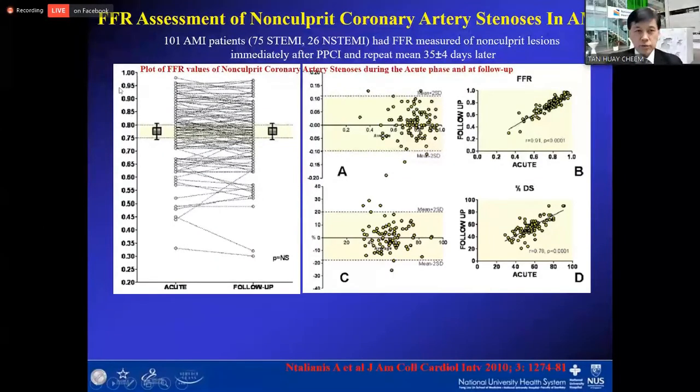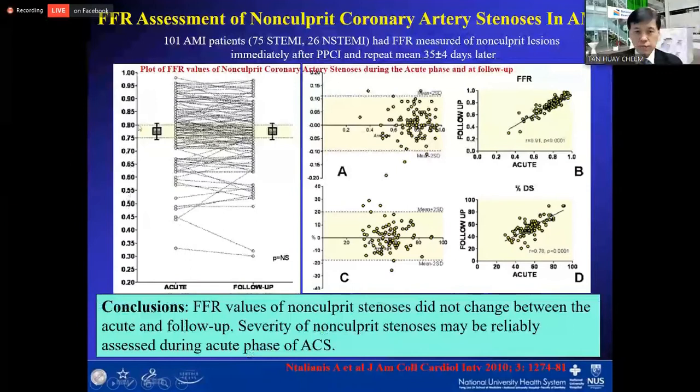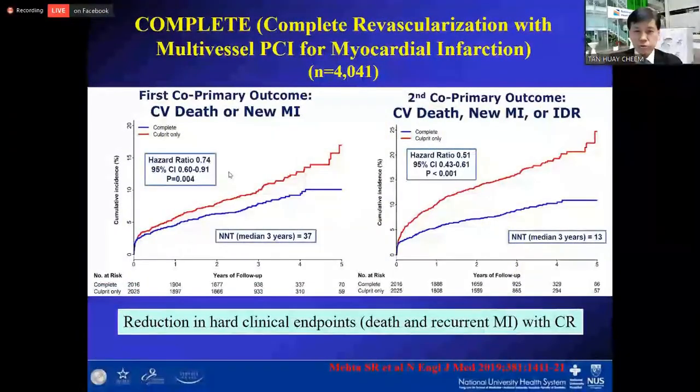We know that assessment of FFR in a culprit vessel is really not so predictable and not so accurate in the setting of AMI. But when you assess a non-culprit coronary artery during STEMI at the baseline and then compare it in a month's time in this particular study, you will find that actually the FFR remains largely the same. It did not change between the acute and the follow-up in the non-infarct related arteries, suggesting that we can actually use FFR to measure the non-infarct related artery lesion.